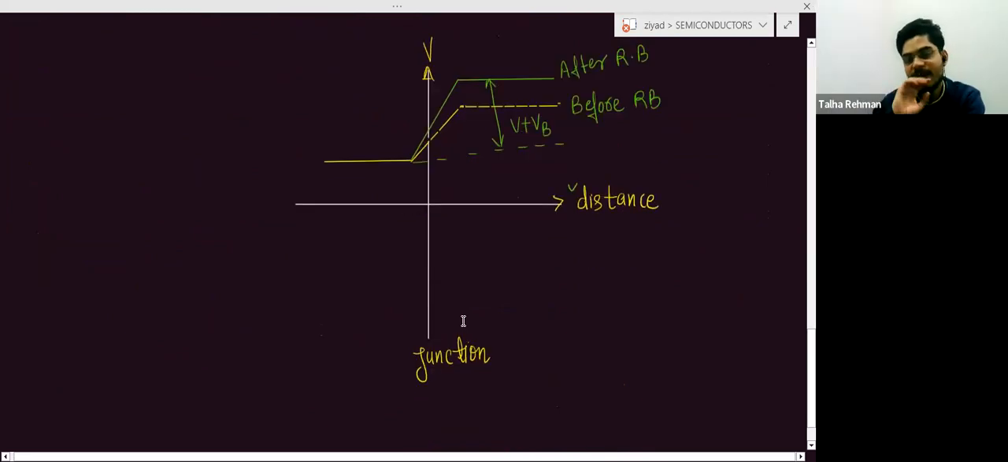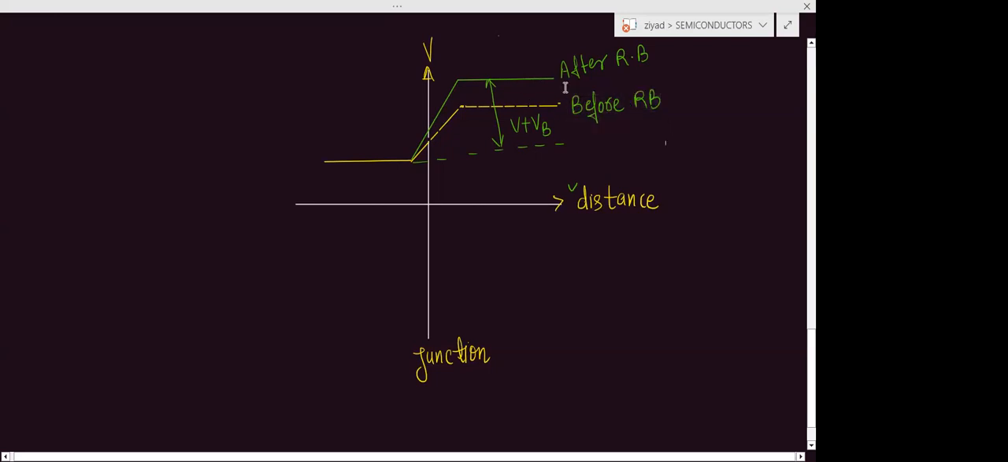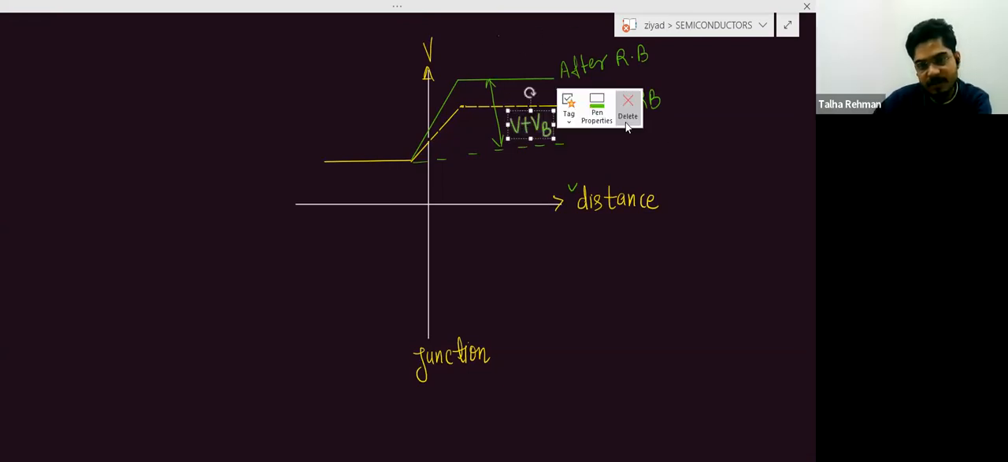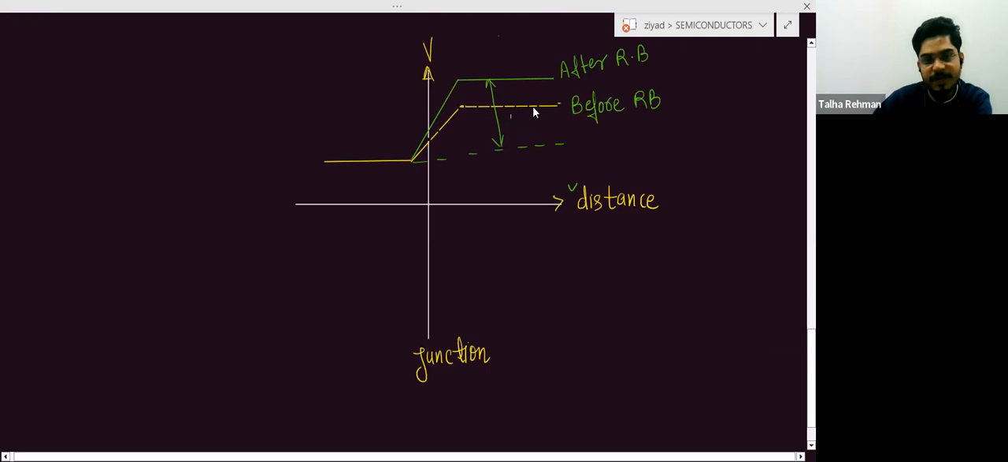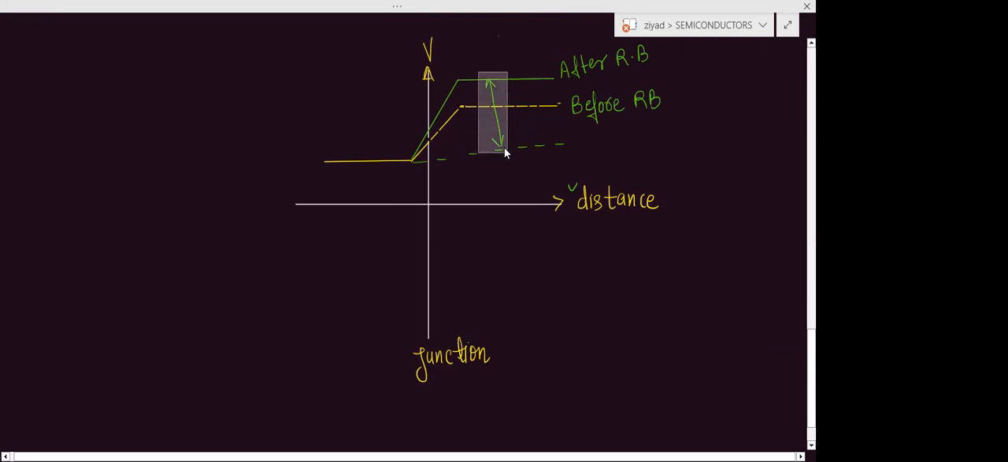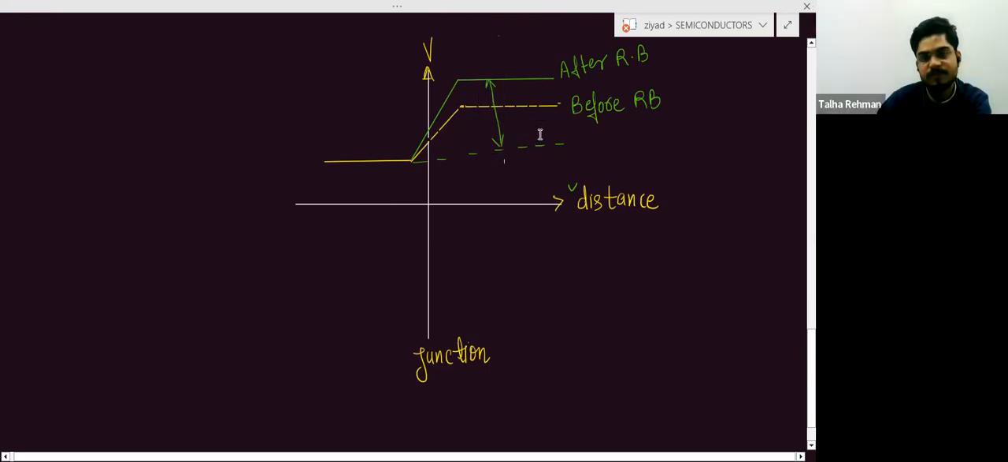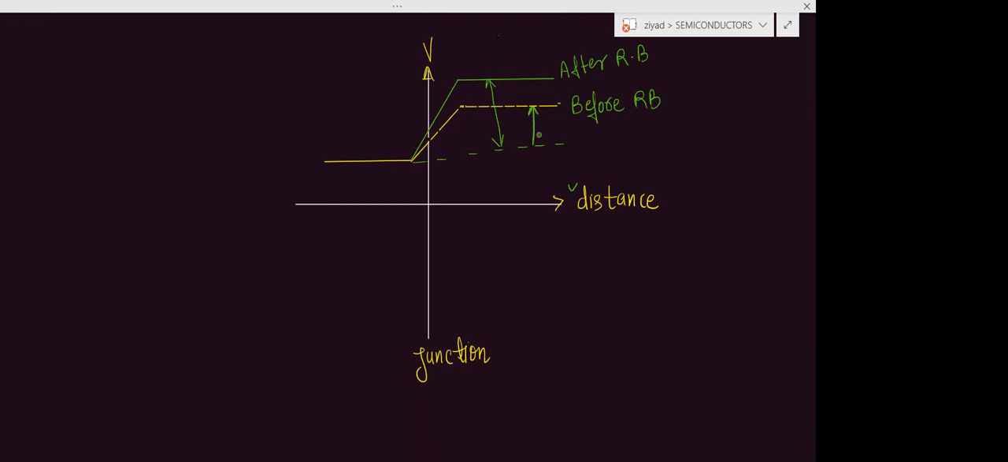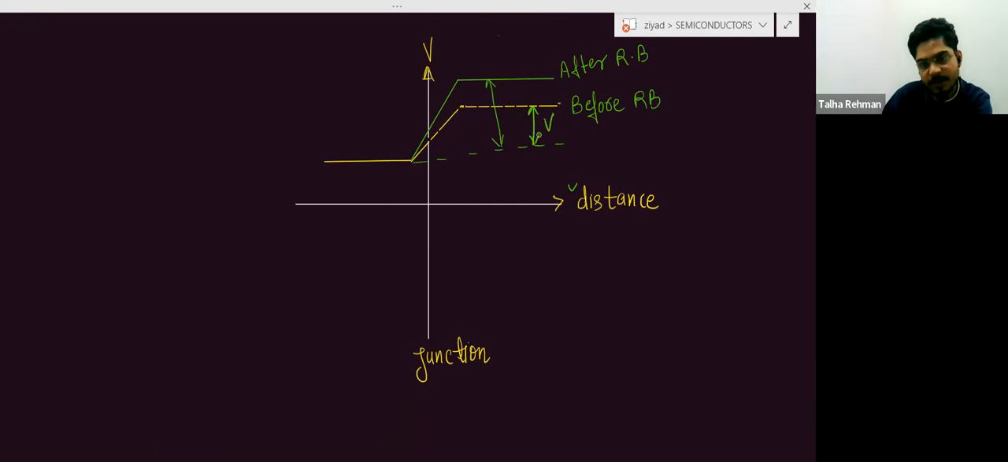Now, this is very easy. Again, this is the graph before reverse biasing. Before reverse biasing, what is the potential barrier? Again, we will draw it. This is the potential barrier. I mentioned it before also. VB is the potential barrier.